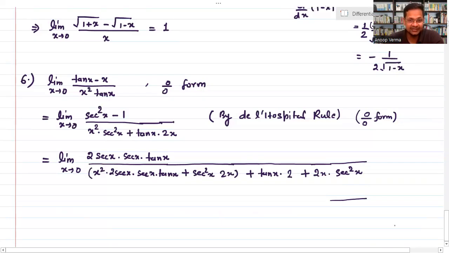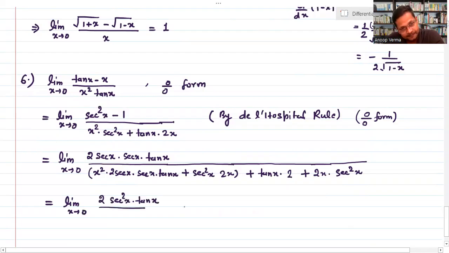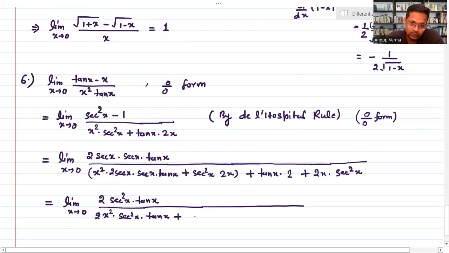So here we see one thing, that still we have, if we simplify it a little more and write, limit x tending to zero, it will be 2 sec square of x into tan x. Okay, okay, okay. And next, what you get from here, this will be x square into 2 times, you can say this is our sec square of x into tan x. Okay, and plus this will be 2x of sec square of x, this is done. And plus this is 2 of tan x, and this is plus 2 times of x into sec square. Okay.